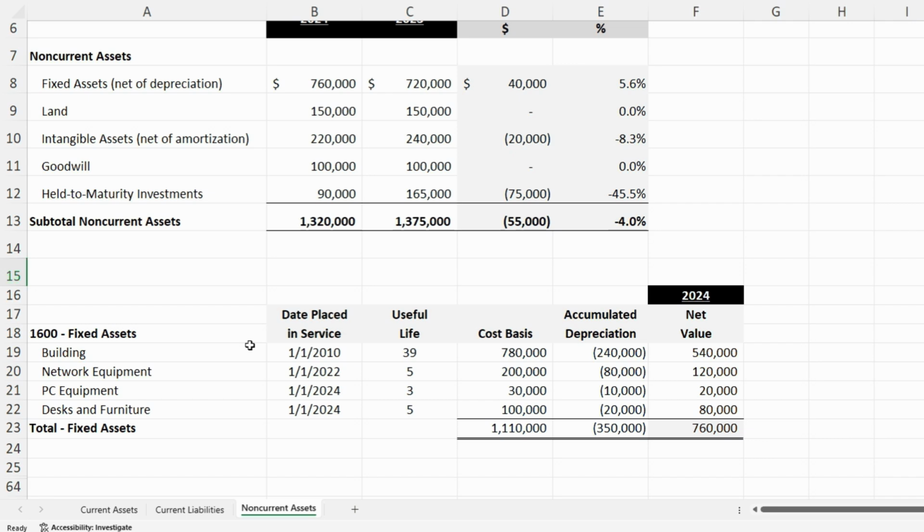And each year that we depreciate these fixed assets, that is going to go on the income statement. You're going to debit depreciation expense and credit accumulated depreciation when you are depreciating your fixed assets.